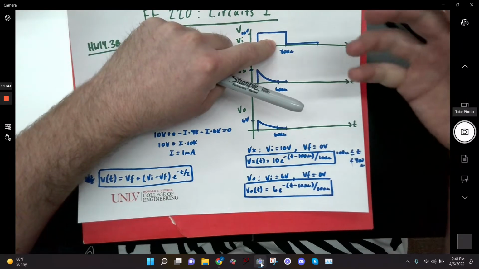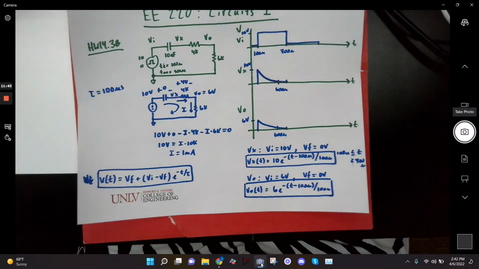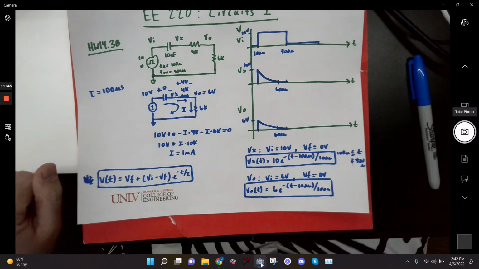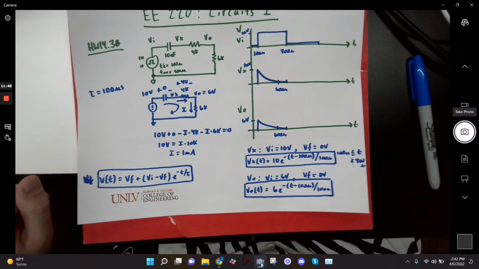Now something else is going to happen at the falling edge of the input. And so I'm probably going to need another piece of paper here. Does anybody have any questions about anything I've done so far?